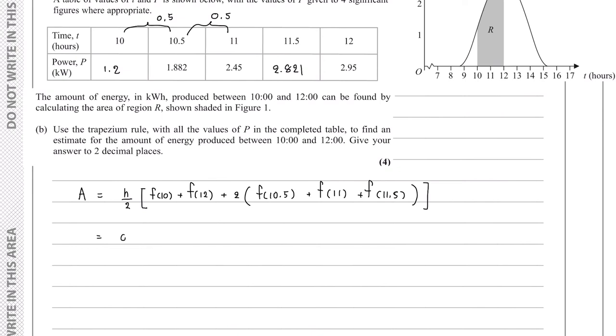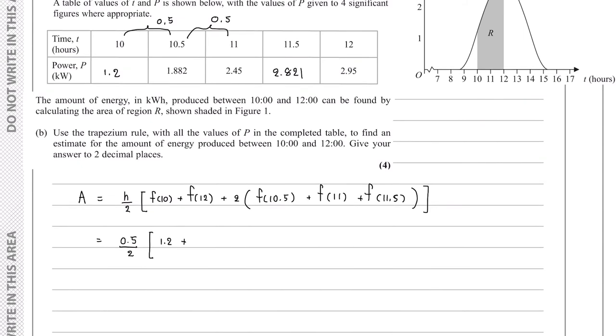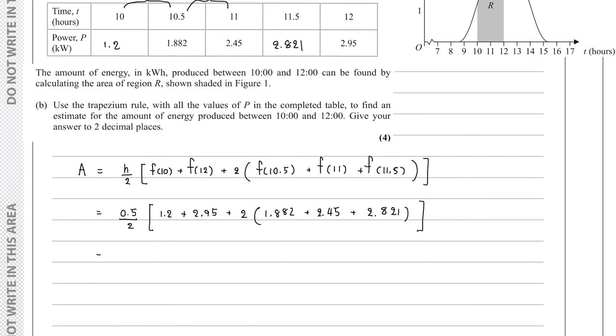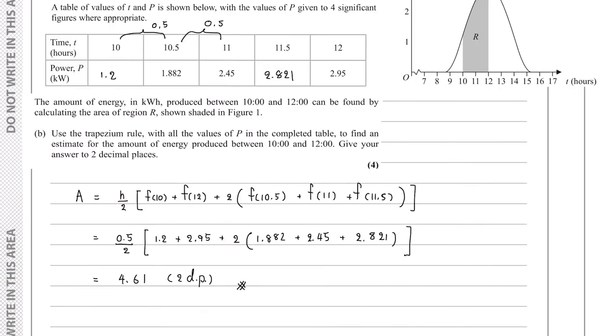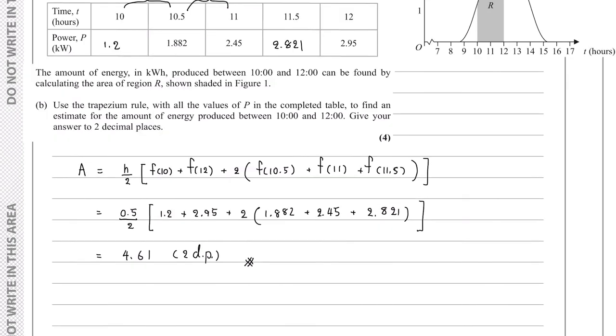So we can just put 0.5 over 2 times 1.2, plus 2.95, plus 2 times 1.882 plus 2.45 plus 2.821. So that means the area will be around 4.61 for 2 decimal places. And you can see that the area represents the amount of energy in this case. So you can just use this one as energy. So the energy is 4.61. That's the answer.